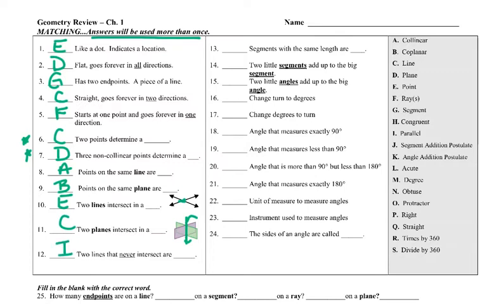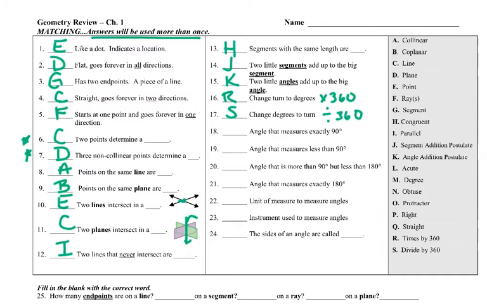Segments with the same length, those are congruent. The idea of 2 little segments adding up to the big segment is segment addition. 2 little angles adding up to the big angle is angle addition. If I'm changing turn to degrees, I times by 360. If I change degrees to turn, I divide by 360.